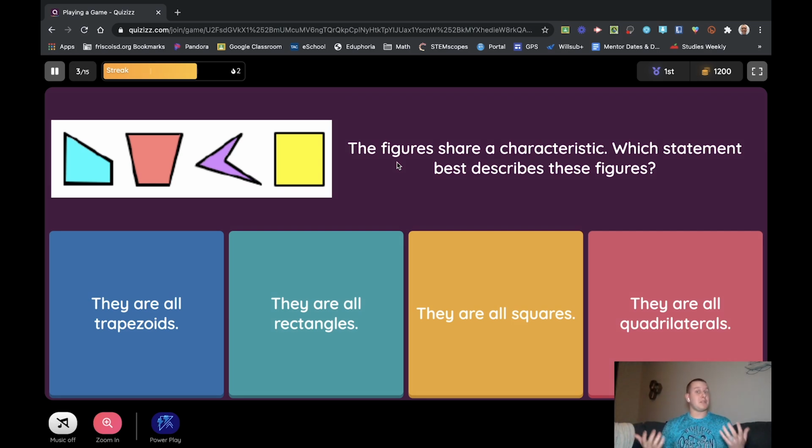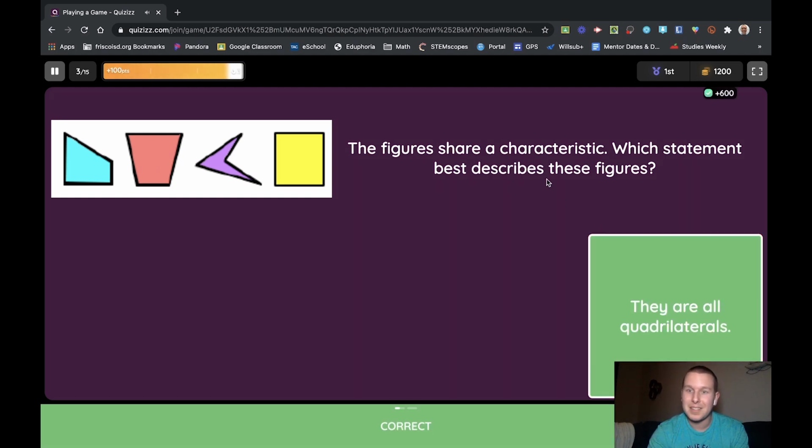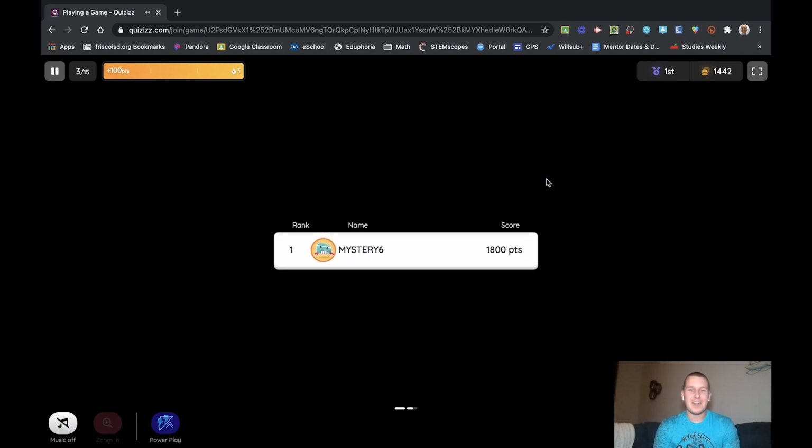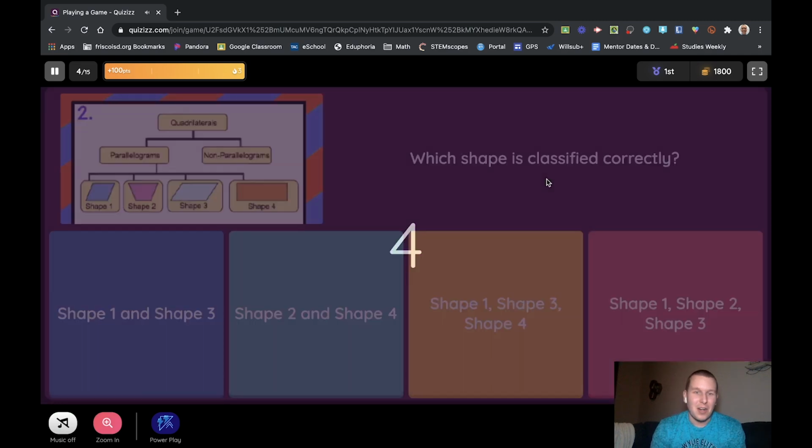All you have to do to be a quadrilateral is have 4 sides. And if I look at this, it looks like each of these shapes has 4 sides, so let's go with this answer. Ding, ding, ding, got it right. Awesome, we're doing a great job so far.